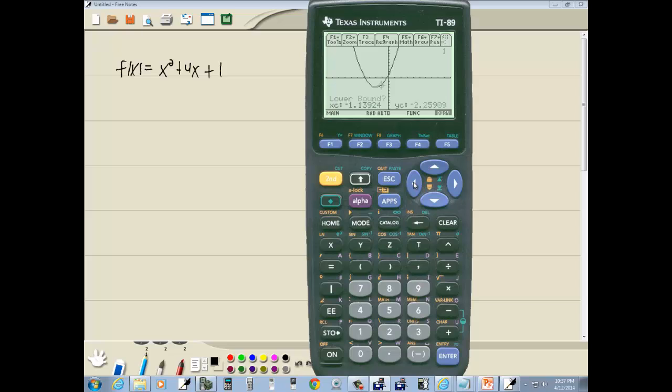So I do my left arrow key until my cursor is to the left of where the vertex is, which is good. Press enter. And then I do my right arrow key until my cursor is to the right of it. You don't want to get too far away from it, but you don't have to be right close to it either. And then press enter. And that comes back and tells us our vertex is -2, -3.